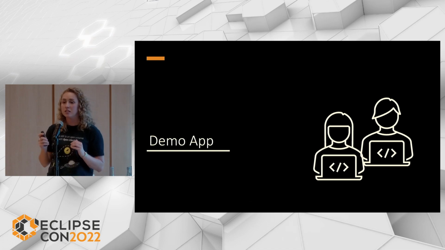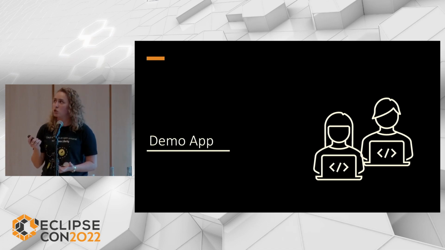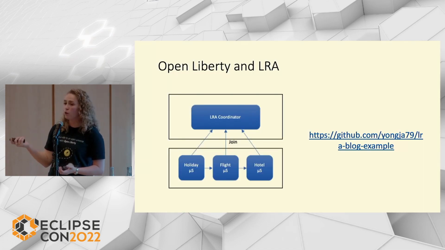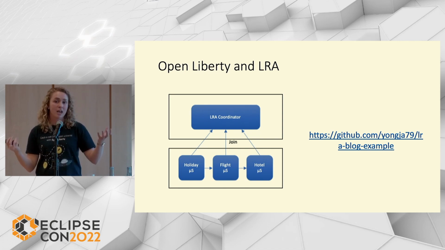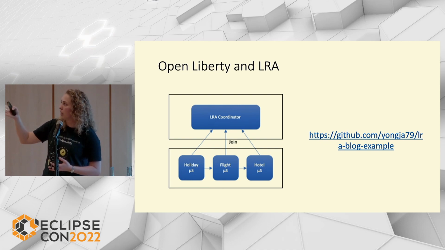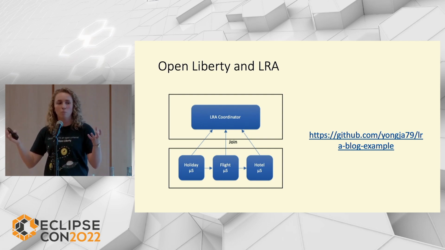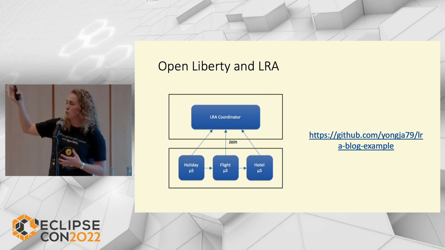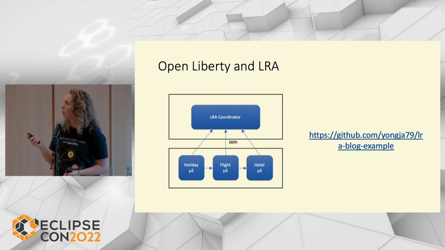As I said, this is all available in our demo app, which is available on GitHub, so feel free to head on over. It's based, again, on a sort of holiday booking. This time we've got a holiday microservice, a flight microservice, and a hotel microservice, all participants in an LRA, which is being coordinated through MicroProfile using OpenLiberty.